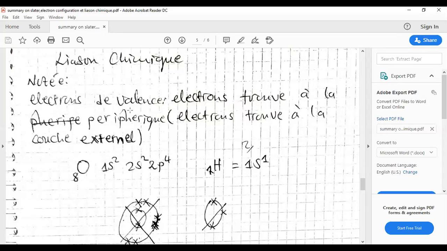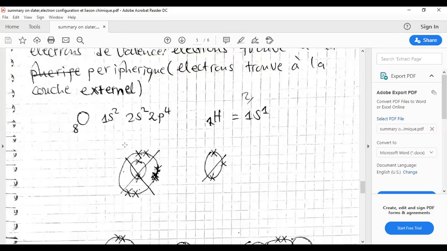So valence electrons are electrons which are found at the periphery, electrons trouvés à la couche externe. In other words, these are electrons which are found in the outermost shell of an atom, the external electrons, like the last electrons, in other words.